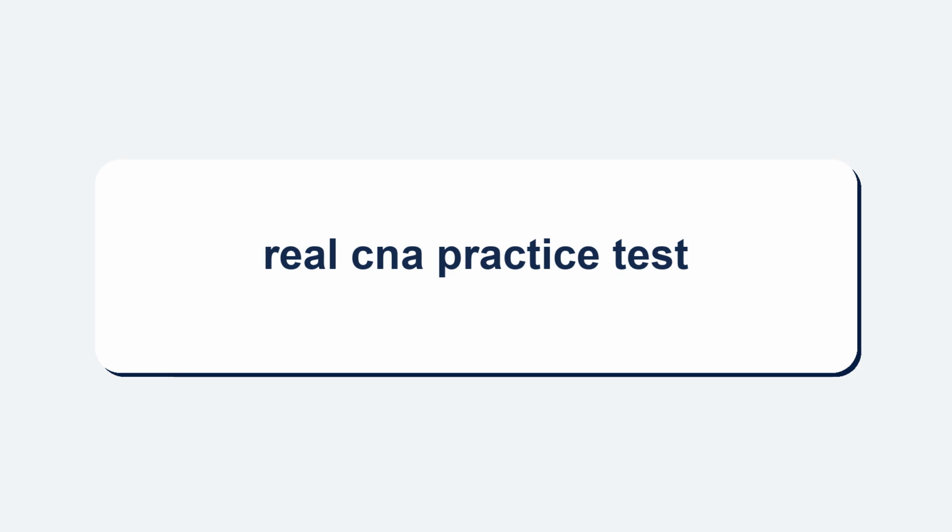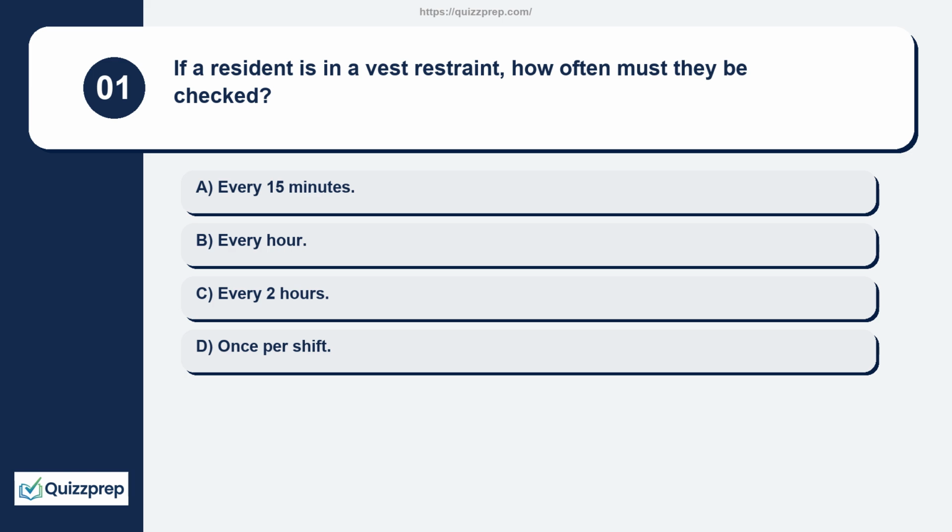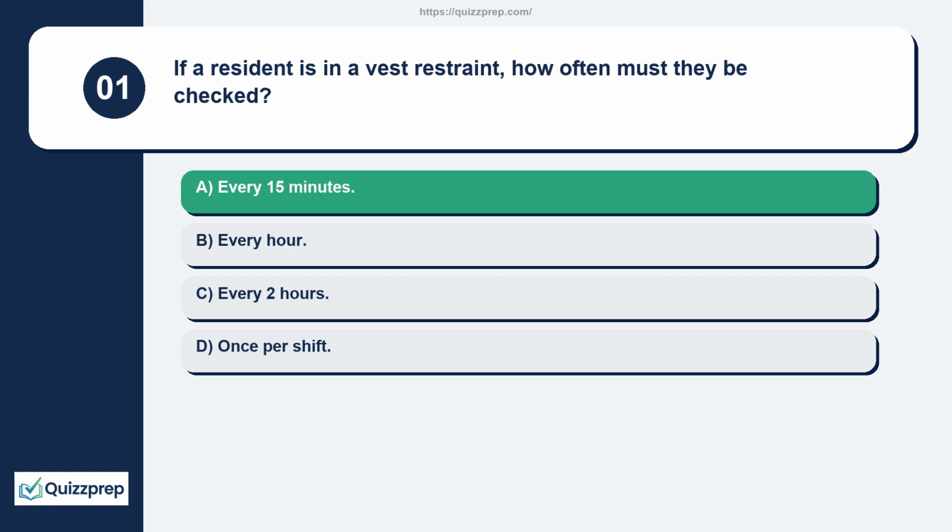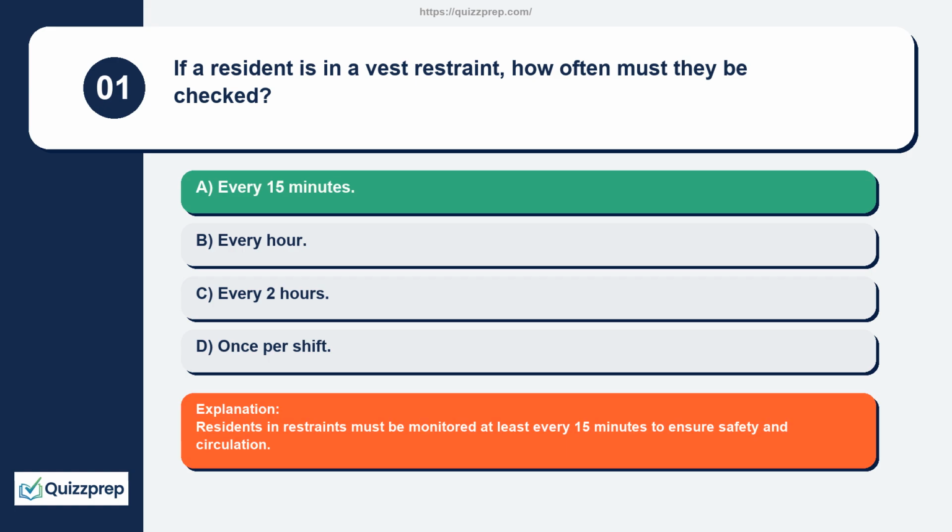Real CNA practice test. Question 1. If a resident is in a vest restraint, how often must they be checked? Every 15 minutes, every hour, every 2 hours, once per shift. Residents in restraints must be monitored at least every 15 minutes to ensure safety and circulation.